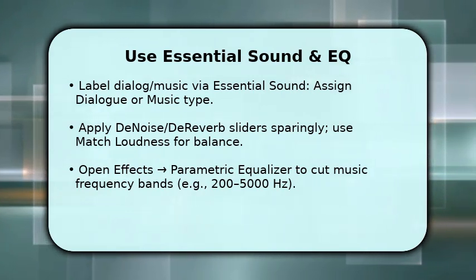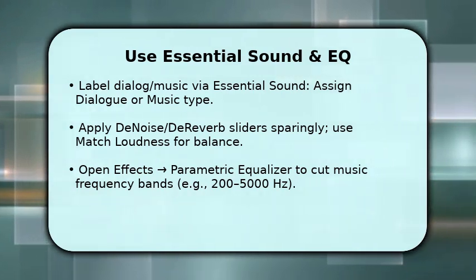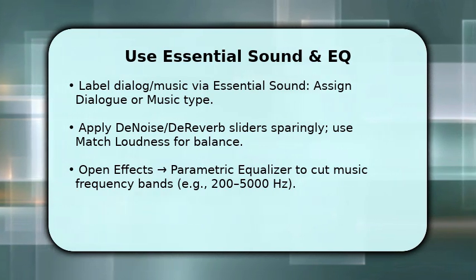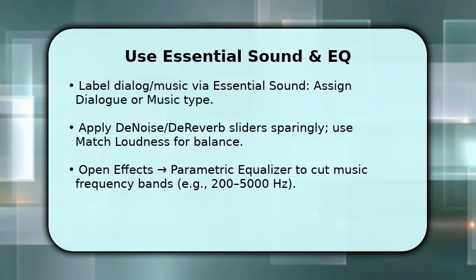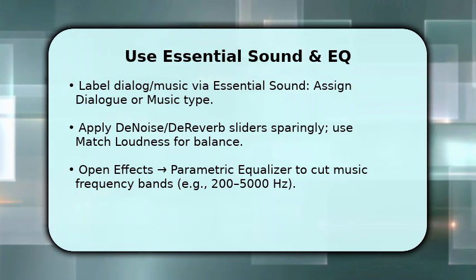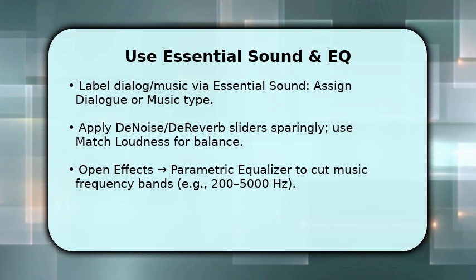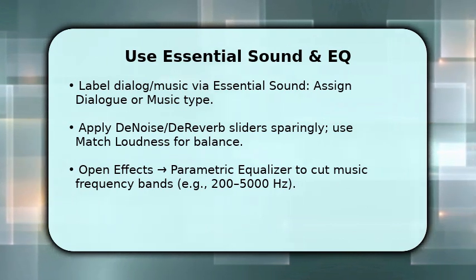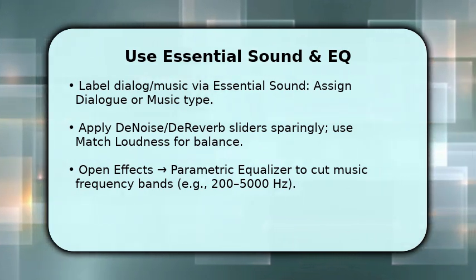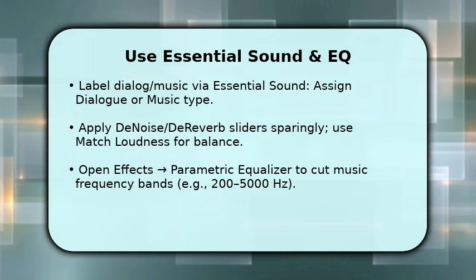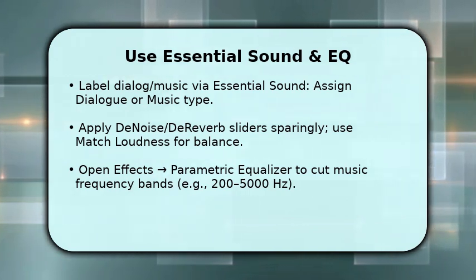Use DeNoise and DeReverb at low settings to avoid artifacts, then run Match Loudness to stabilize levels. Next, add a parametric equalizer and sweep to find dominant music frequencies, typically between 200 and 5000 Hz, and notch them out incrementally. Take small cuts and listen. Aggressive EQ can thin dialogue, so balance reduction with clarity.